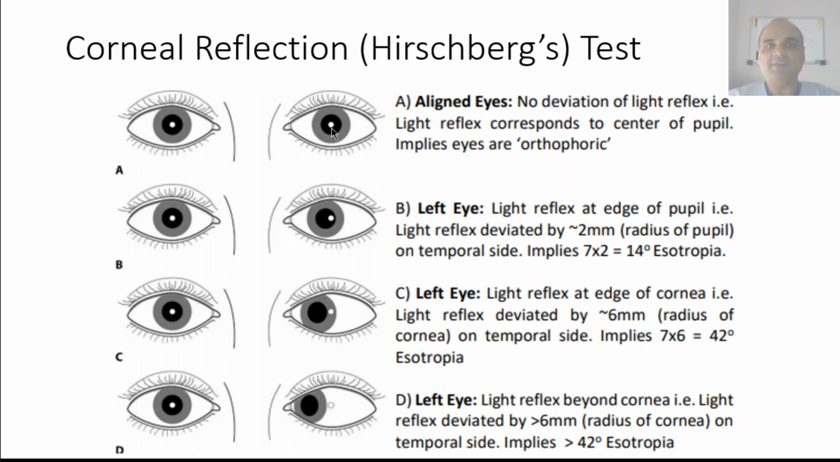So these are straight eyes. The corneal reflex is centered on the pupil. It is 2 millimeters deviated outwards, so the eye has moved inwards. So this is 14 degrees of esotropia. This is deviated at the limbus. So this is about 6 millimeters, 42 degrees.